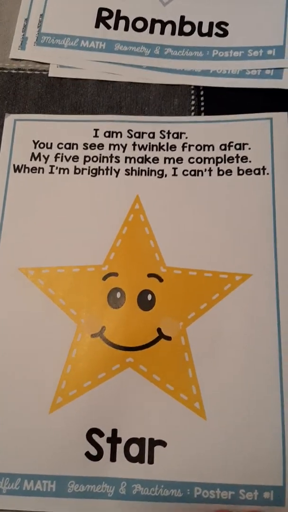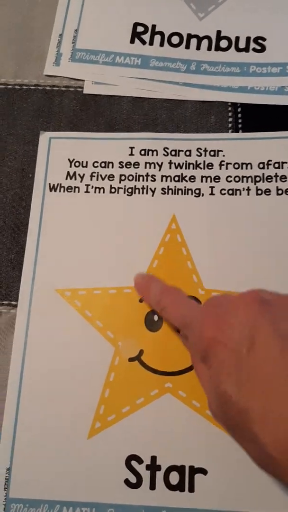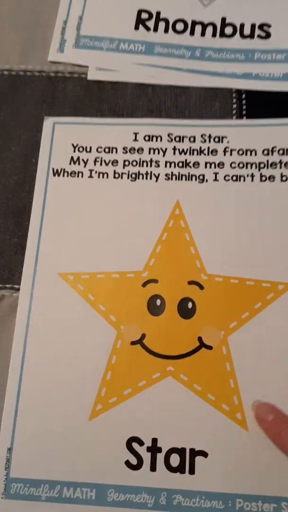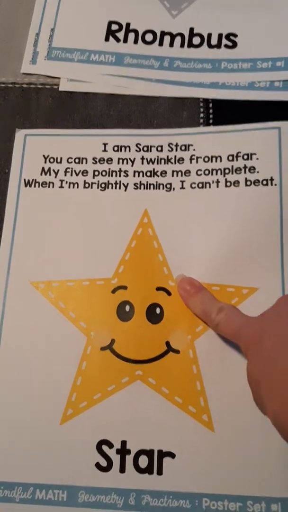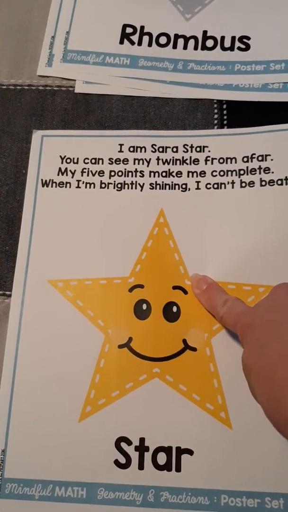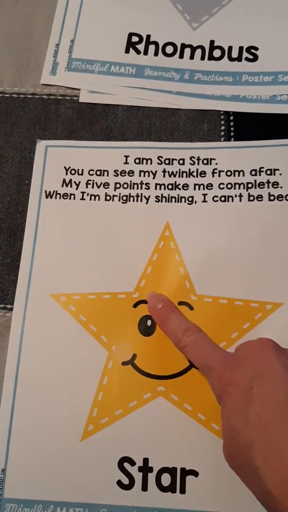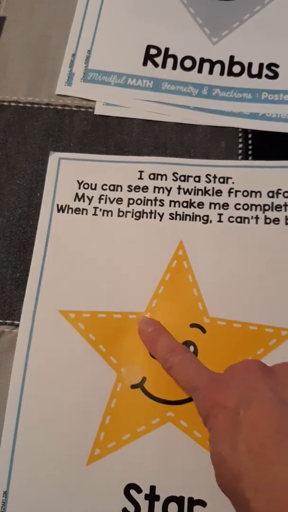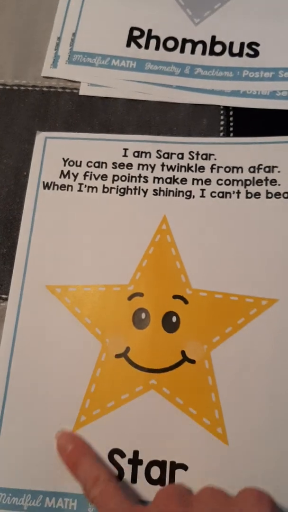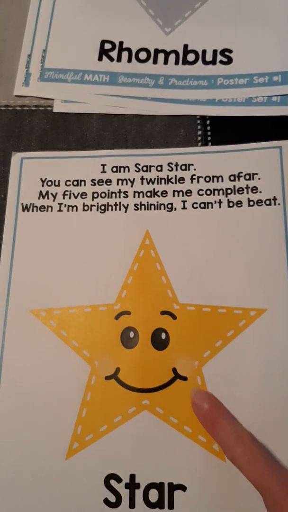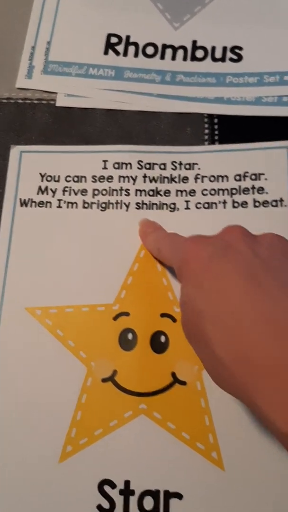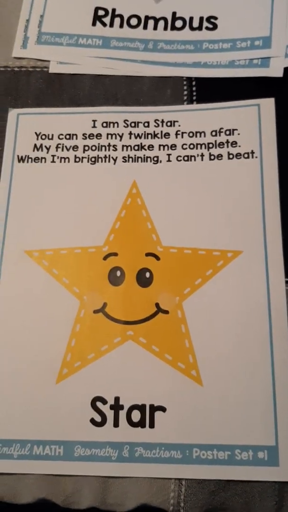But I counted the corners. And you have to count these as well. So there's actually 10 corners and 10 sides. Watch. Remember, the distance between the corners is the length of a side. So 1, 2, 3, 4, 5, 6, 7, 8, 9, 10. 10 sides, 10 corners. Okay?